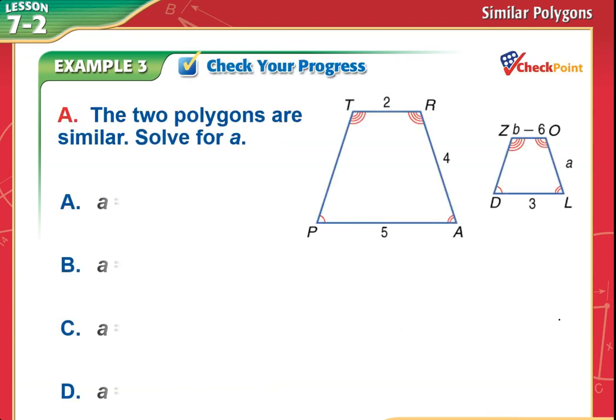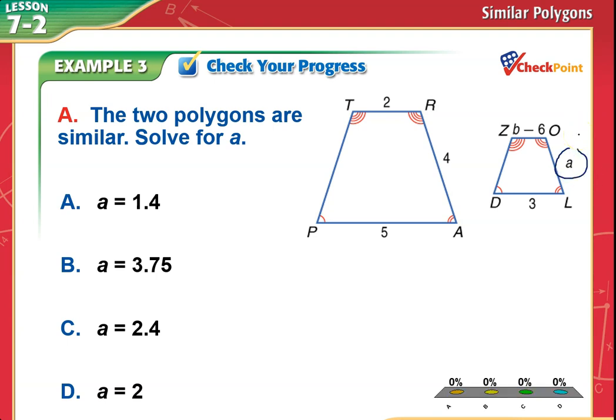Alright, checking your progress. If the two polygons are similar, solve for A. Go ahead and pause your video. Look at A. A is right over here. If you answered 2.4, you are correct. But how do we do that?